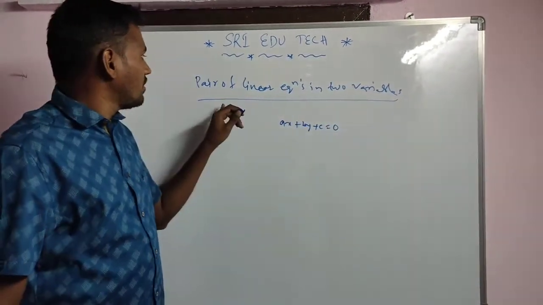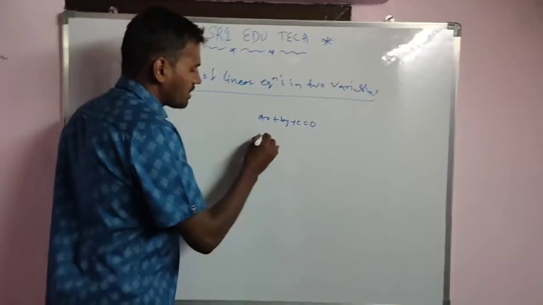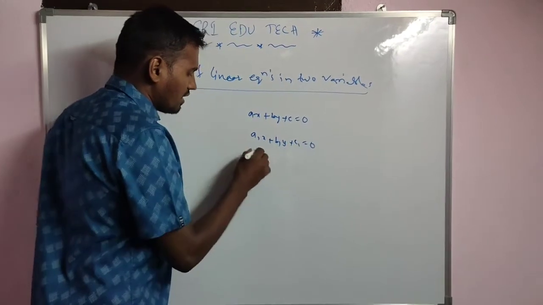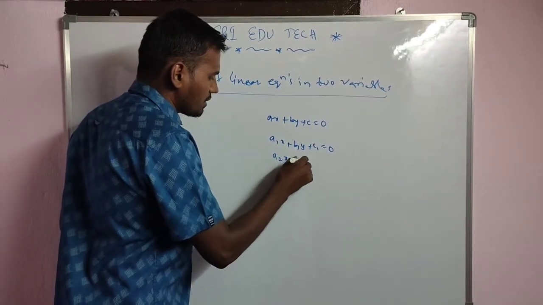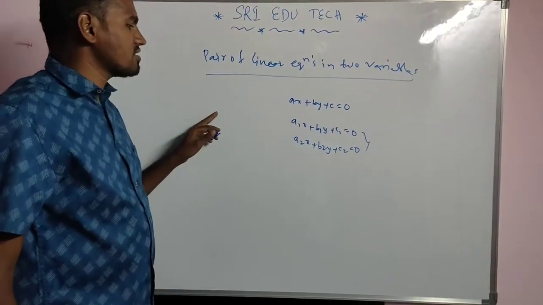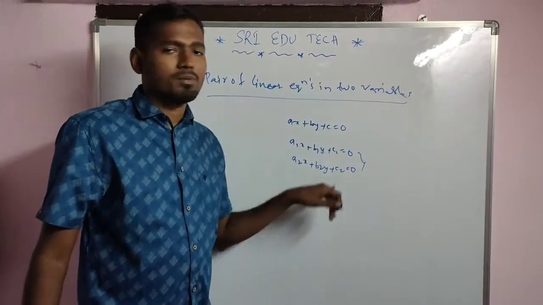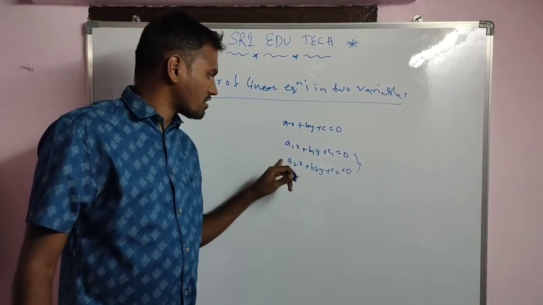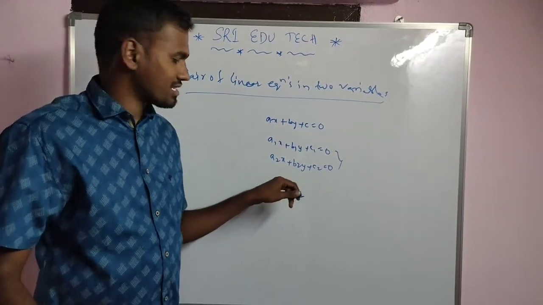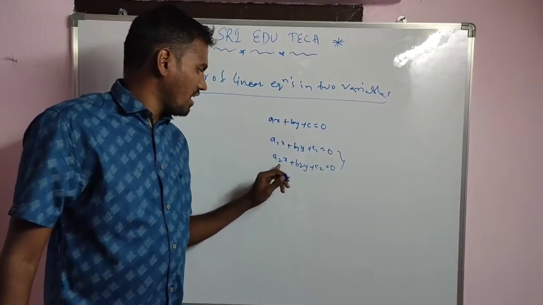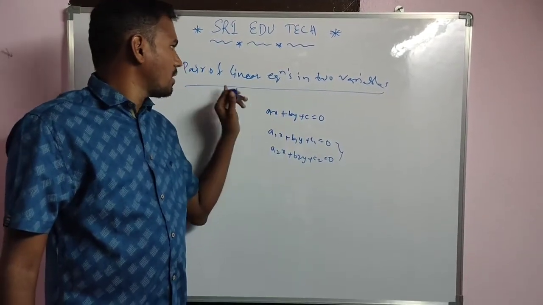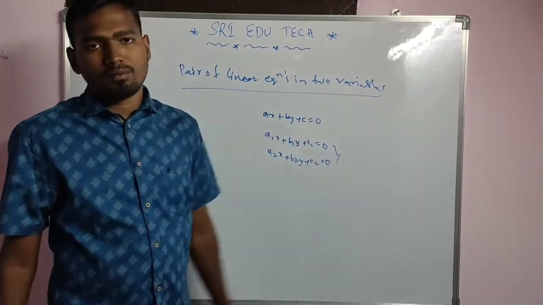Then, pair of linear equations. a1x plus b1y plus c1 is equal to 0 and a2x plus b2y plus c2 is equal to 0. These two are called a pair of linear equations in two variables. These two have common variables and coefficients like a1 b1 c1, a2 b2 c2, and x comma y. So this is called a pair of linear equations in two variables.